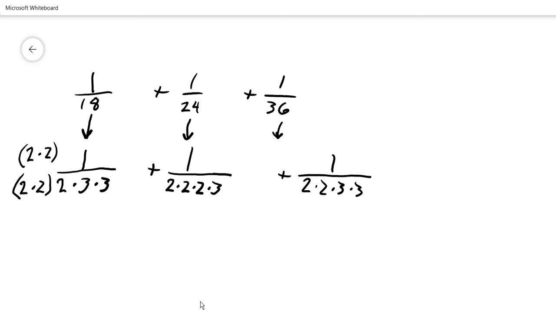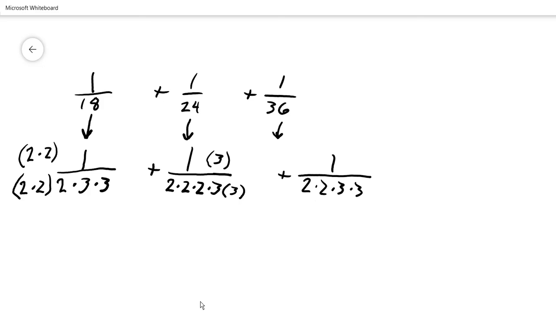Okay, so we got 3 2's and 2 3's on the first fraction. Let's look at the second. We got 3 2's, good, but we've only got 1 3. So for this second fraction to look like the first fraction, I'm going to have to give it a 3 on the bottom. And if I do a 3 on the bottom, I'm going to have to do a 3 on the top. Again, I'm only multiplying by 1 because 3 divided by 3 is 1. And a fraction bar is just a division sign. That's all it is.